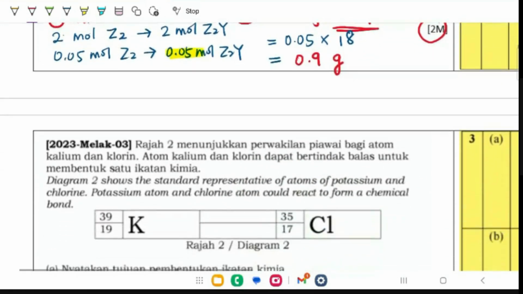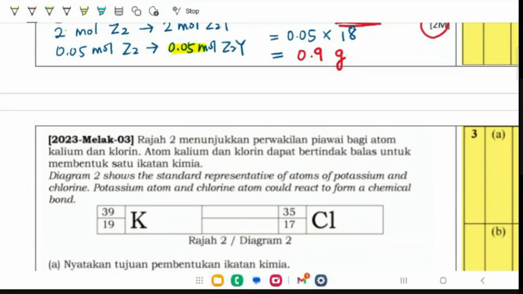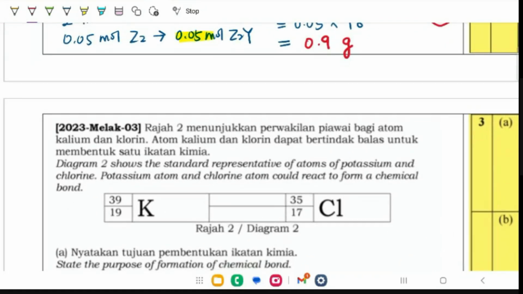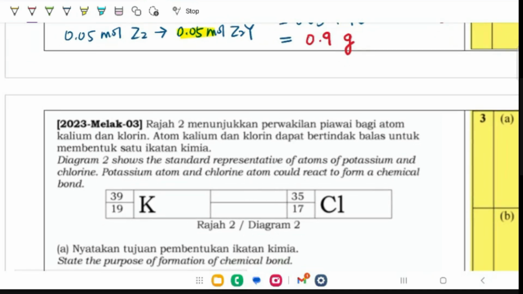Okay, we proceed to the next question. So this one is K and Cl. This is the correct formula. Potassium is K. Then chlorine is Cl. Both atoms are given. So they will form a chemical bond. Okay, class, what type of bond is formed?